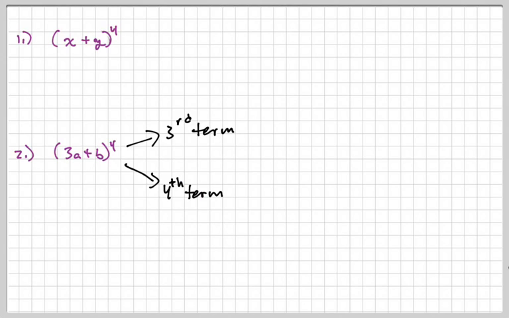To find the third term, we would know that there's three parts to it. The first term in the binomial is 3a, so you're going to put 3a right there, and the second term is b. Now, I know we have a power of 4, and I know that we're looking for the third term, so this would be a 2. Is everybody cool?